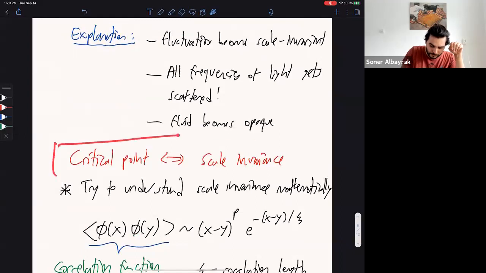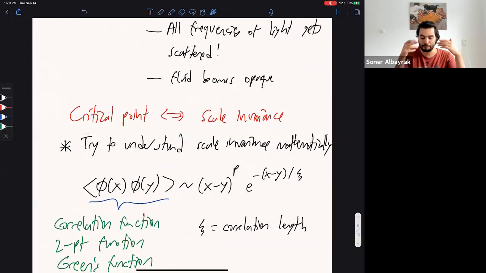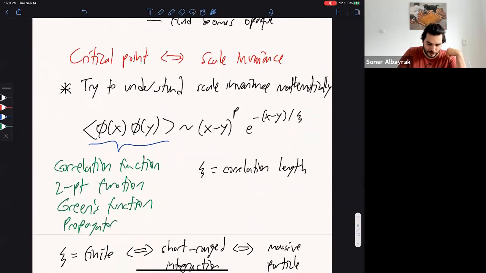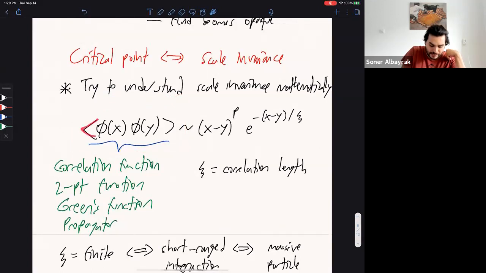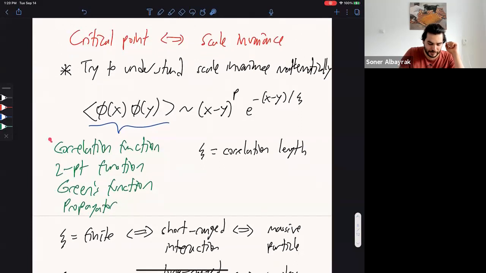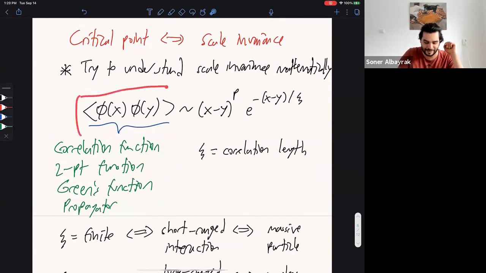Okay, good. Now, how can we understand this scale invariance in a mathematical setting? Then we consider this object. In this talk, this is Dirac's bracket notation. I will be abusing the notation. I will use this for many different things, which are very related actually: correlation functions, two-point function, Green's function, propagator, these are all basically denoted like this. Some of them are synonyms, some of them are not, but it's not really important.